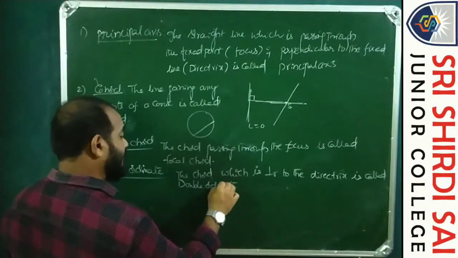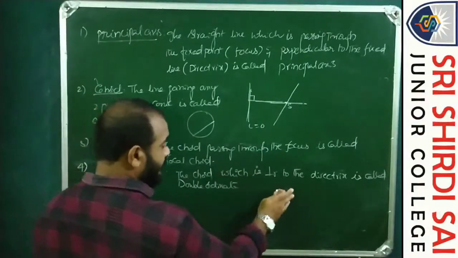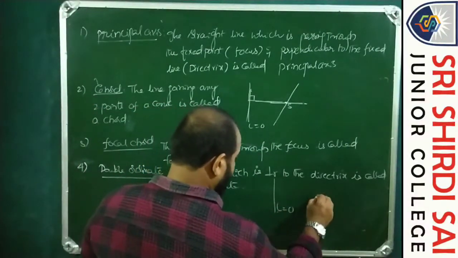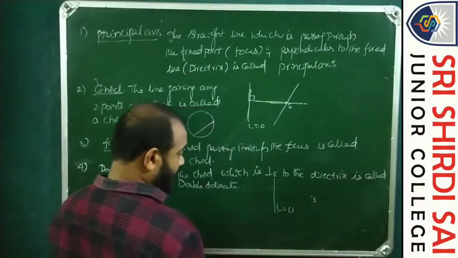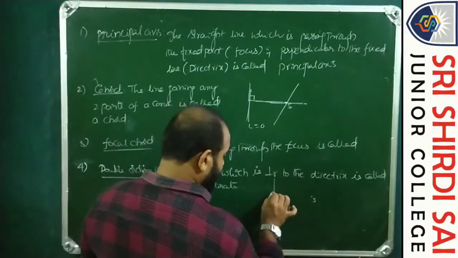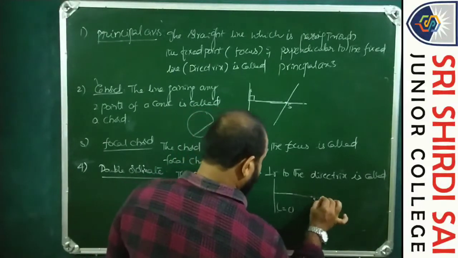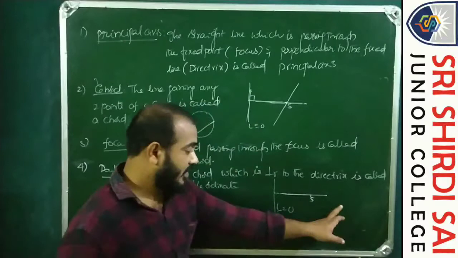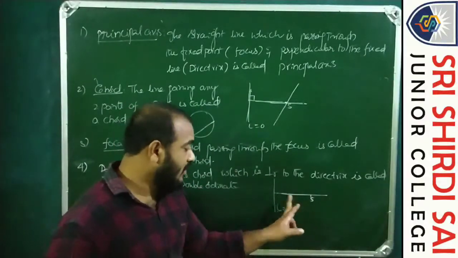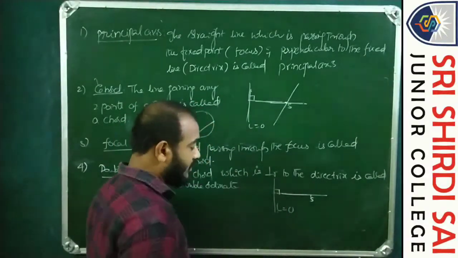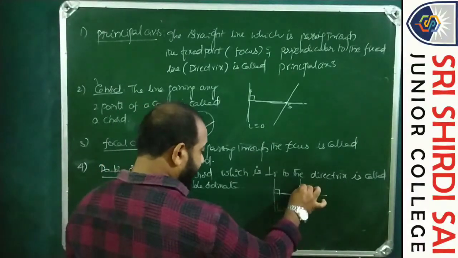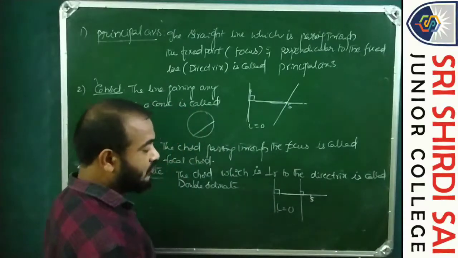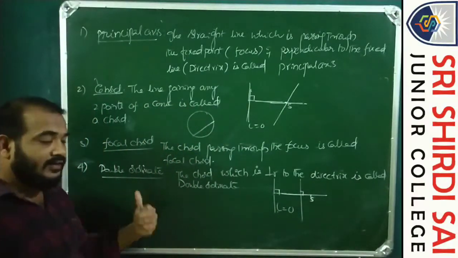That means, if you take the situation here, this is the fixed line, equals to 0. This is the fixed point, the focus. This is the straight line passing through the focus and perpendicular to the directrix. Now this line which is perpendicular to the principal axis is called the double ordinate.